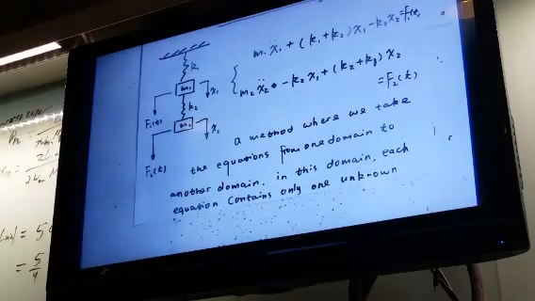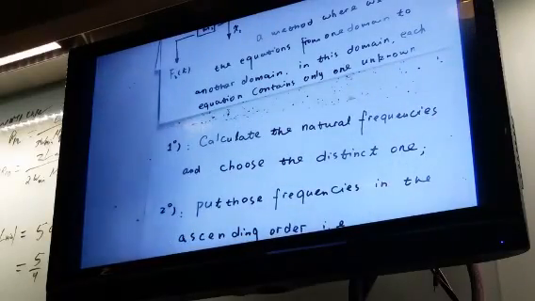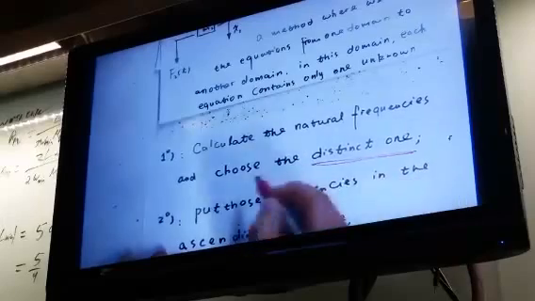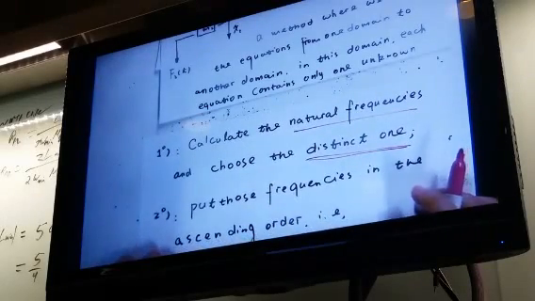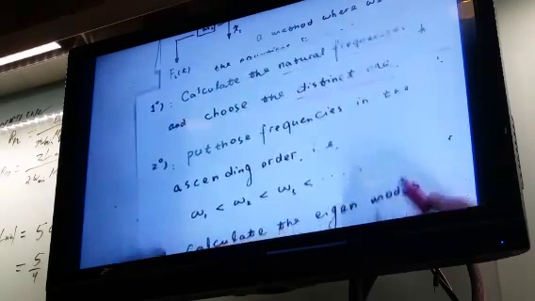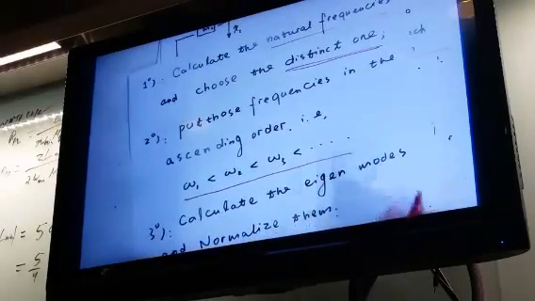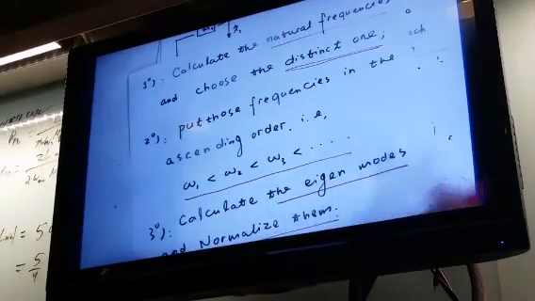The procedure is the first step, calculate the natural frequency and choose the distinct ones. The same frequency will give the same eigenvector, and we are going to use that eigenvector to do the coordinate transformation. So we need to choose different natural frequencies to have different eigenvectors. And then you just put those eigenfrequencies in ascending order, and then calculate the eigenmodes, normalize that.